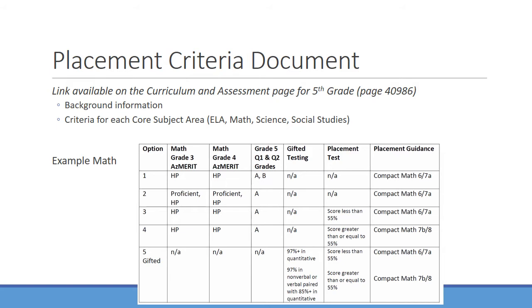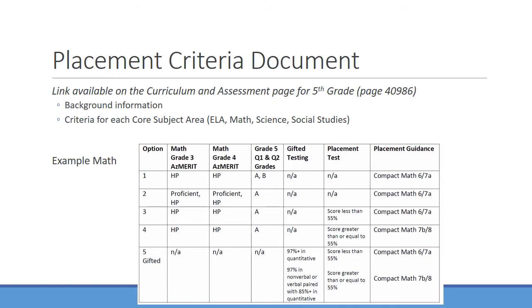For students who meet the criteria in Option 3, 4, or 5, we know that they should be in an advanced math course, but we do not know which course. Students who are highly proficient on AZ Merit Math and have A's in both Quarter 1 and Quarter 2 in 5th grade, or who are identified as gifted with at least 85% in the quantitative category, are recommended to take the placement assessment to determine the appropriate course placement, either Compact Math 6-7A or Compact Math 7B8.